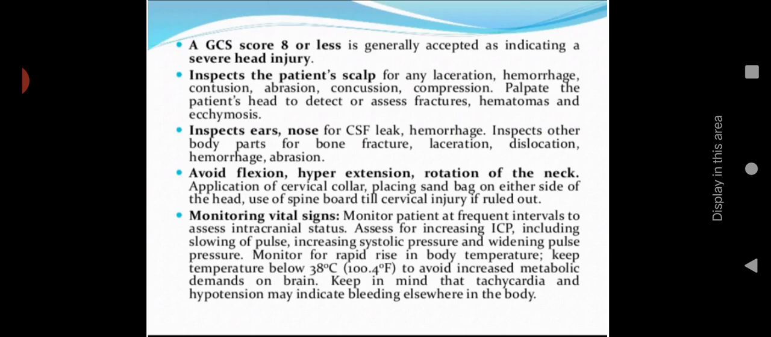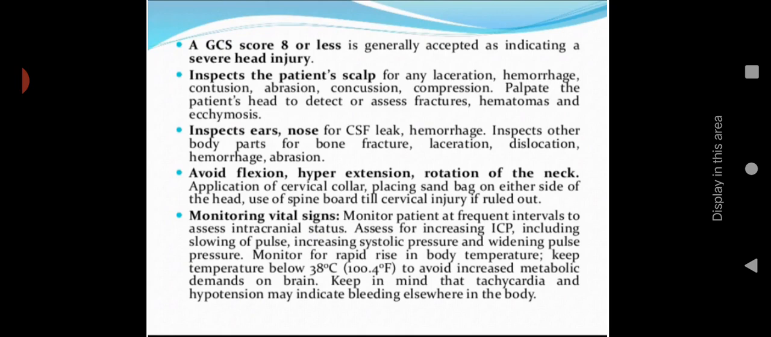Then we have to apply a cervical collar, place sandbags on either side of the head to immobilize the head, and use a spine board to immobilize the cervical spine. Then monitor vital signs. We have to take the vital signs properly, including assessing the intracranial pressure.